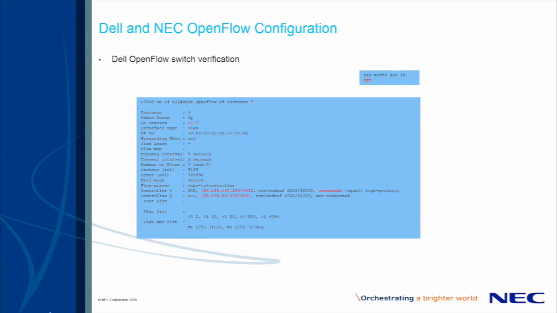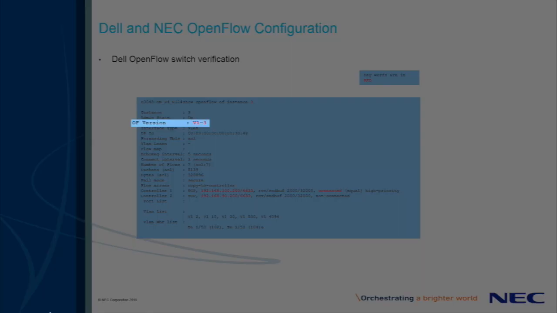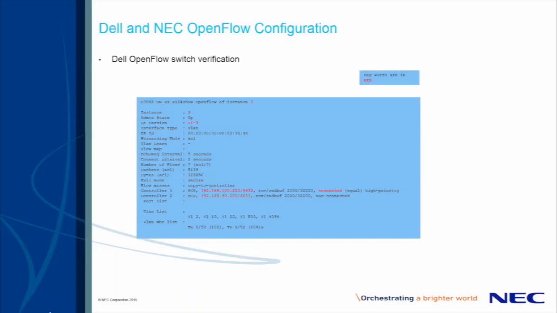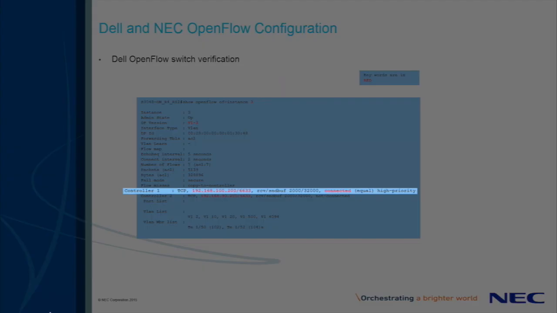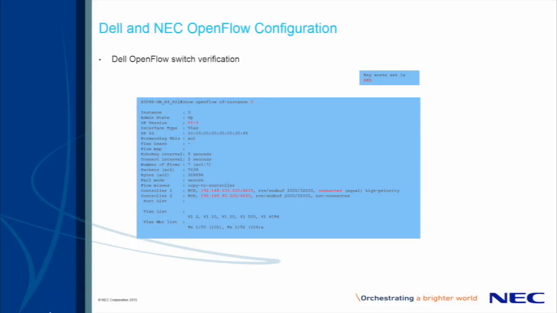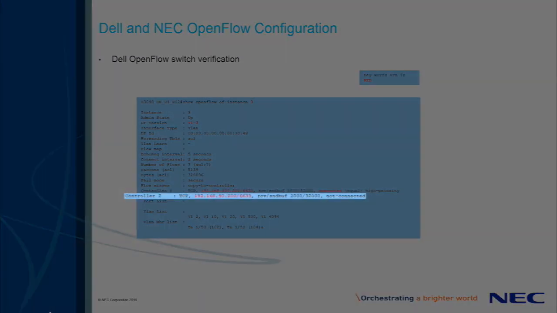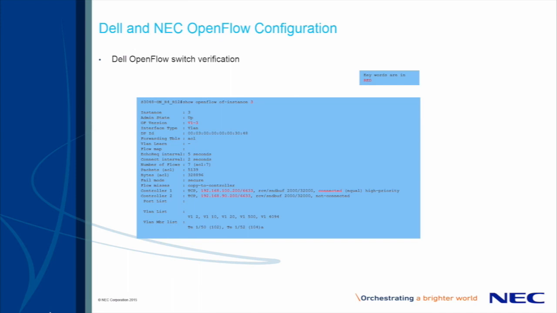Here we're illustrating the output of a working OpenFlow control channel to the NEC ProgrammableFlow controller. Notice the CLI output from the Dell OpenFlow switch illustrates that we are leveraging OpenFlow version 1.3 and have an active or connected session to the PFC cluster on FIP 192.168.100.200. Although the second session to the PFC cluster on FIP 192.168.90.200 shows not connected, the configuration in place is correct and will transition to the connected state should the other OpenFlow control channel connection be lost.